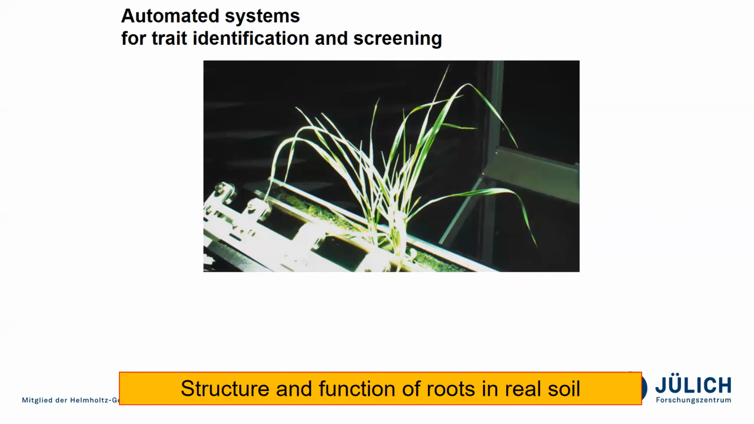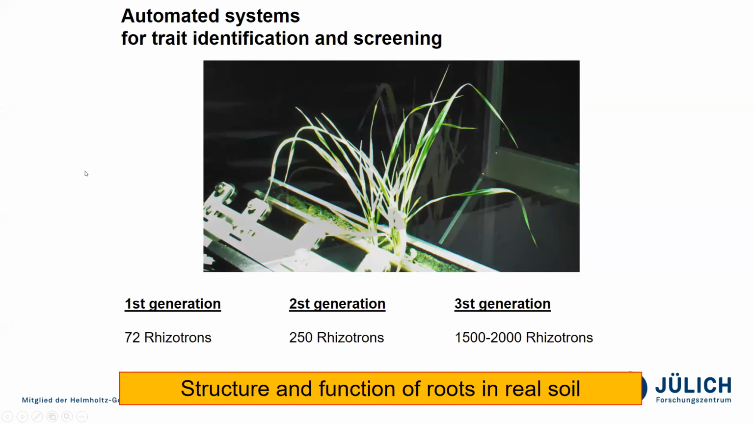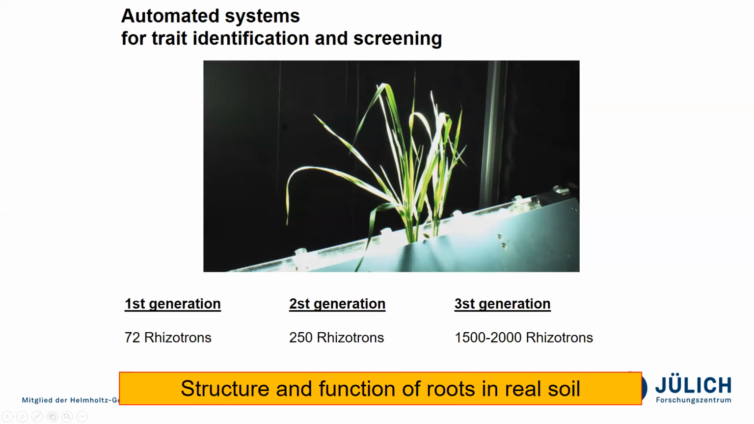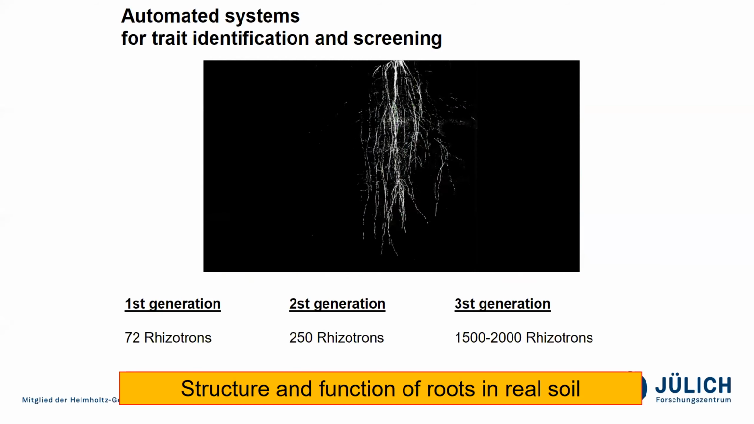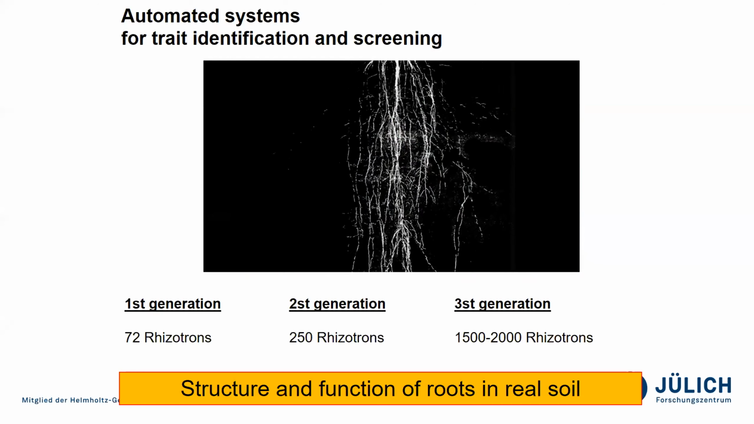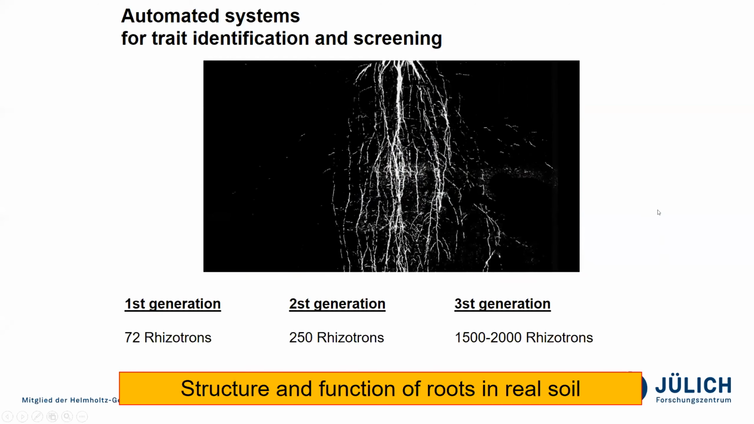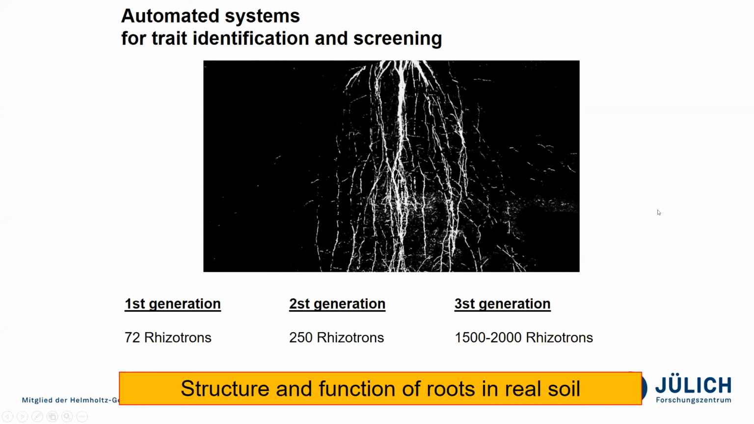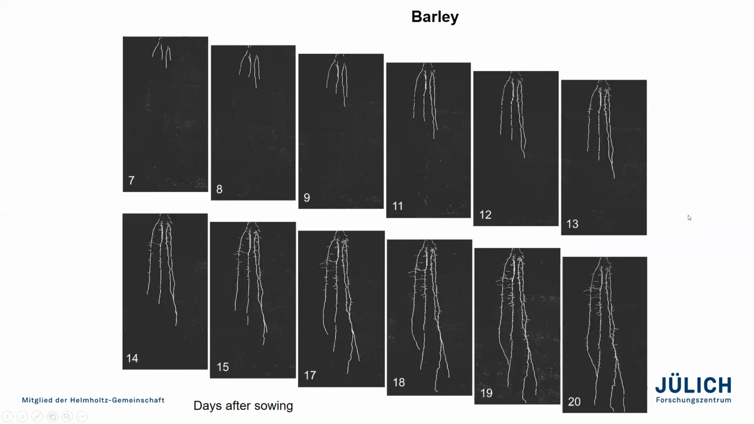We have a number of different systems for doing that: a smaller one with 72 rhizotrons, a bigger one with 250 rhizotrons, and we are now coming up with a new one which has 1,000 to 2,000 rhizotrons available, because this really allows us to go to high throughput. These are the kinds of sequences which you get from the same plant, so it's repeatedly the same information from the same plant.